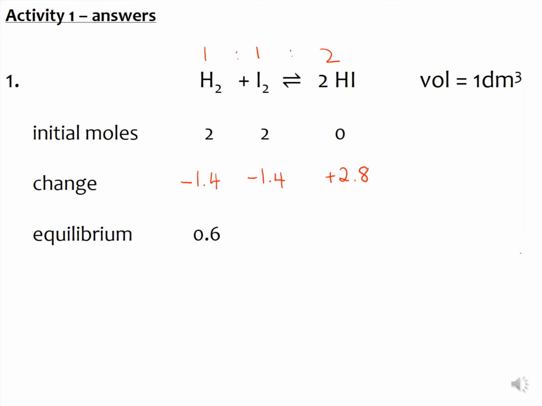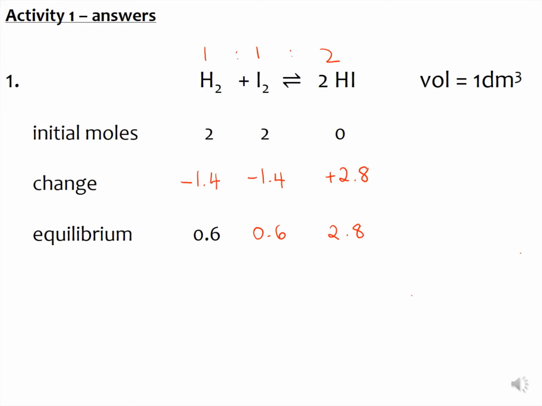Now don't let the minuses and pluses confuse you. Reactants will always decrease and products will always increase, because that's what happens in chemical reactions. So that's why H2 and I2 have a negative, and that's why the HI has a plus. So to work out equilibrium moles, hydrogen is 0.6, because that's 2 minus 1.4. Iodine, 2 minus 1.4, is also going to be 0.6. And the hydrogen iodide is 0 plus 2.8, so at equilibrium we'll have 2.8 moles of that.